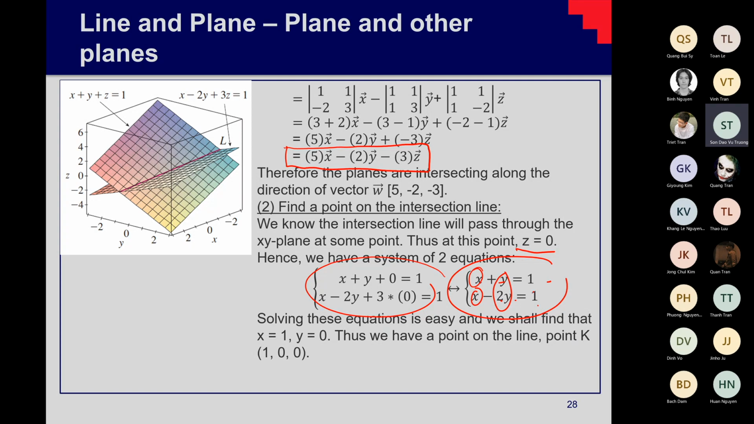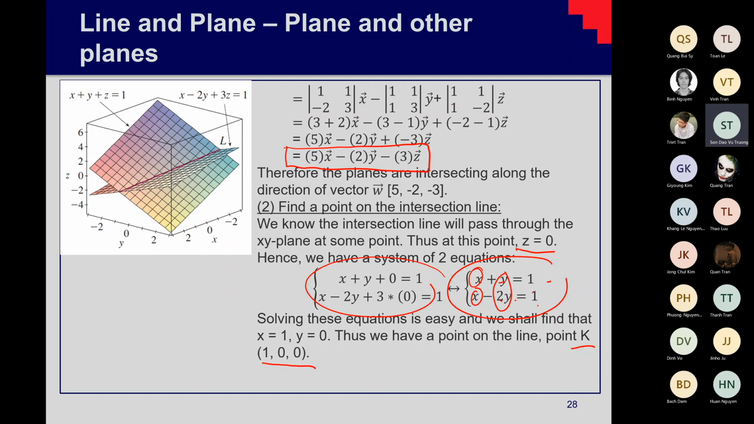Okay, so this means we already have one point on the line, and that is point K located at 1, 0, 0. So according to the procedure, we already have the point and the directional vector. Okay, so we can write the parametric equations for the intersection line.